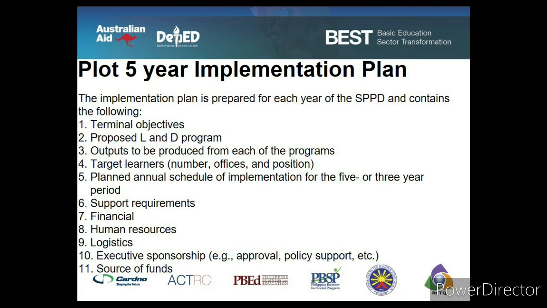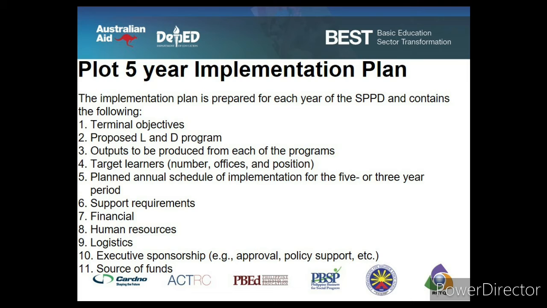The fifth step in the learning and development planning process flowchart is the plotting of the 5-year implementation plan. The implementation plan is prepared for each year of the SPPD and contains the following. Number 1, terminal objectives. Number 2, proposed learning and development program. Number 3, outputs to be produced from each of the programs. Number 4, target learners, which can be the number, offices, and positions. Number 5, planned annual schedule of implementation for the 5-year or 3-year period.